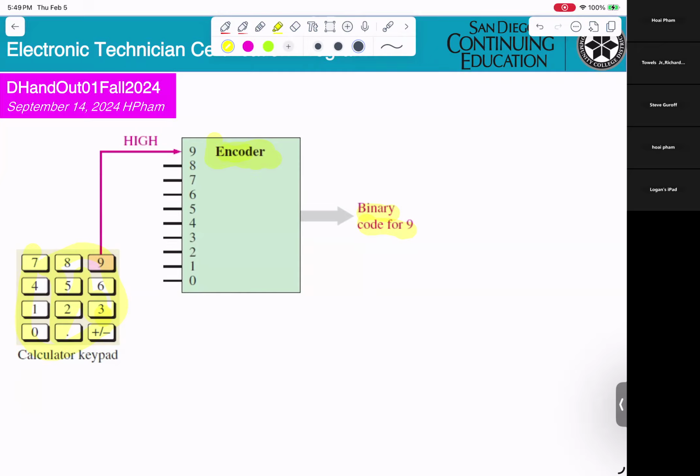Come again. I try to repeat. Computer cannot understand decimal number. That's human. Computer only working with the binary number, either 1 or 0. So that's why, if you open the keyboard, you can see you get an IC encoder.